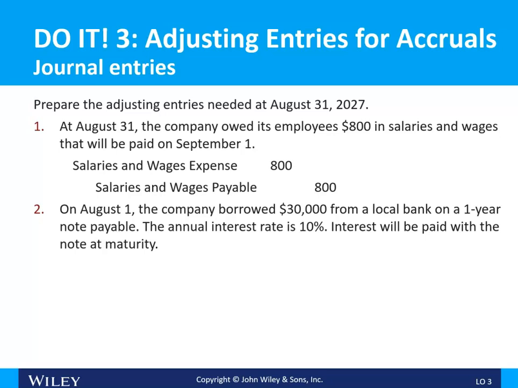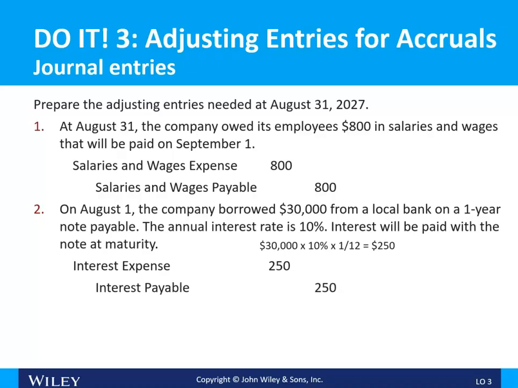First, we have to calculate what the interest is. Remember, it's the face value times the annual interest rate times the time. So 1/12 in this case, it's 1 month. So 30,000 times 10% times 1/12, $250. How do we record that expense? We're going to debit interest expense $250. Credit the liability interest payable $250.